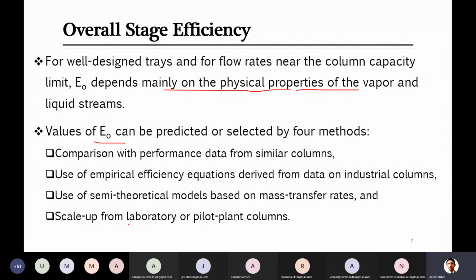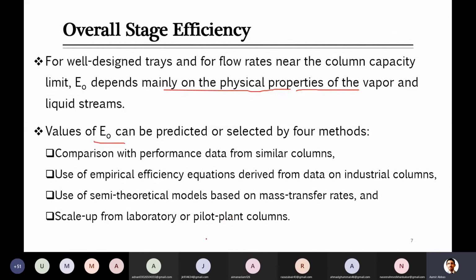And then there is the last one, that is scale up from laboratory or pilot plant columns. If you cannot calculate the efficiency, as a design engineer working in a firm, and you cannot use any of the three options discussed so far, then the next method is to install a small column on a laboratory scale, get the data, or maybe on a pilot plant scale, which will be a bit larger than the laboratory scale but still smaller in size as compared to the industrial column.